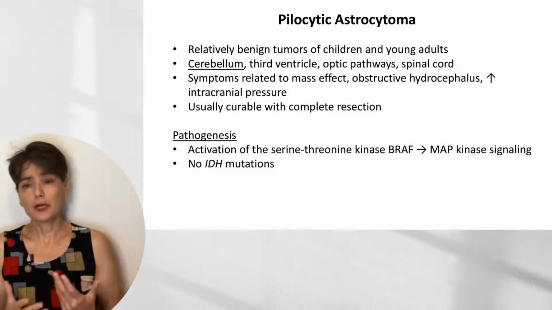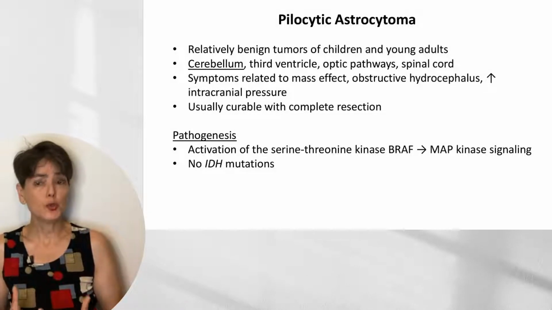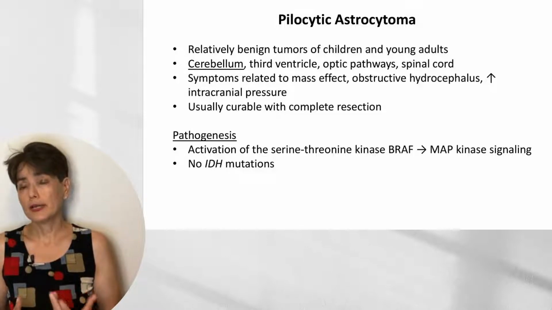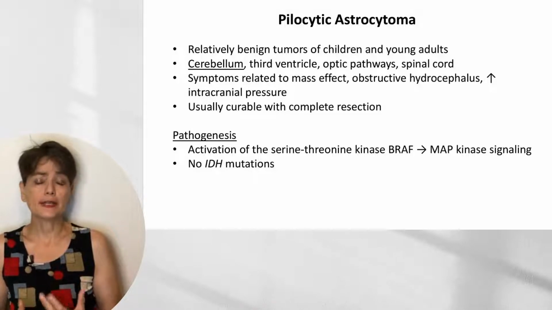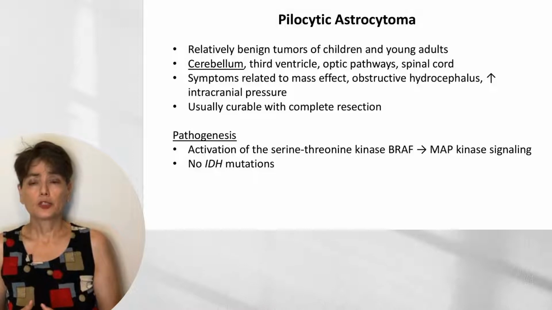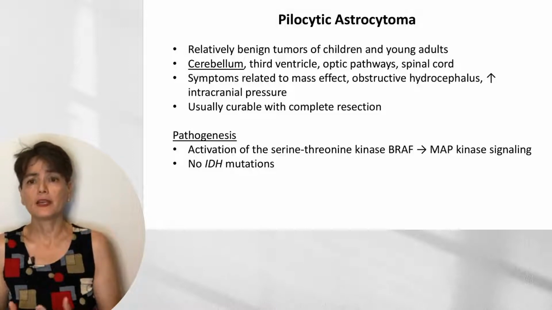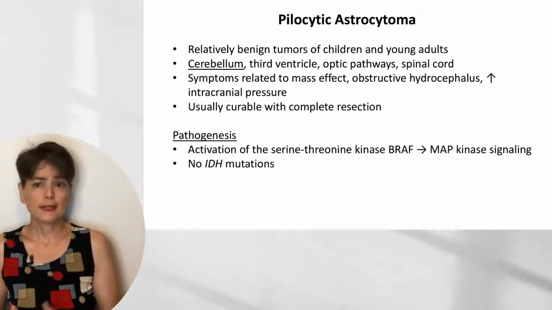I'm going to begin with pilocytic astrocytoma because it too is a glioma, but in contrast to those other lesions, it is circumscribed and tends to affect children. So it's a relatively benign tumor of children and young adults. Most commonly will arise in the cerebellum, though also can originate in the third ventricle, optic pathways, and spinal cord. Symptoms will be related to the mass effect. It can cause obstructive hydrocephalus, and because of that obstructive hydrocephalus, increased intracranial pressure. And it's usually curable with complete resection.